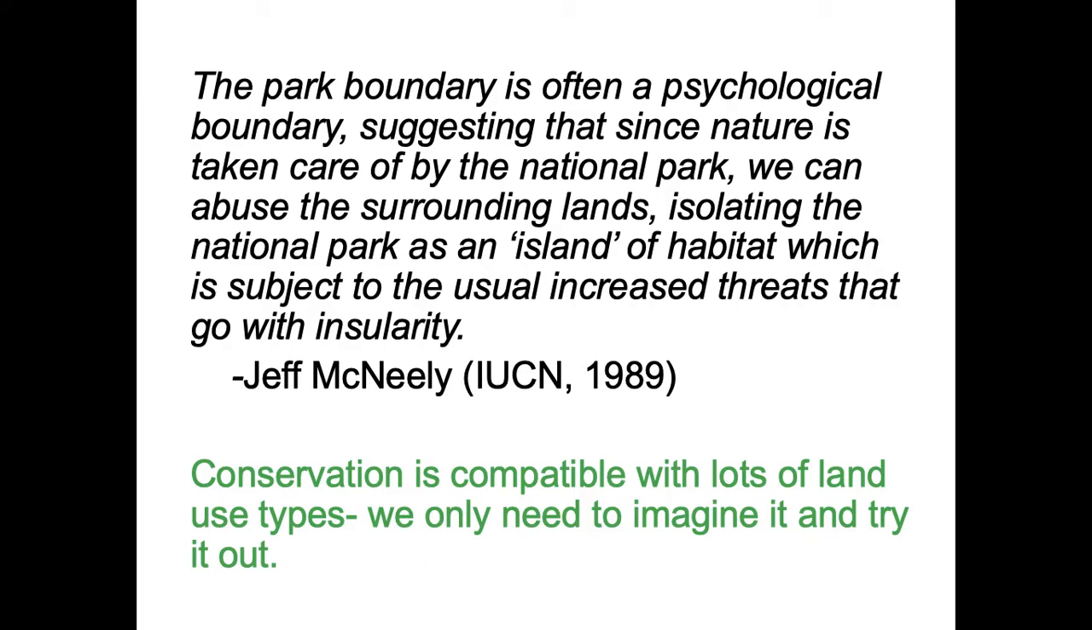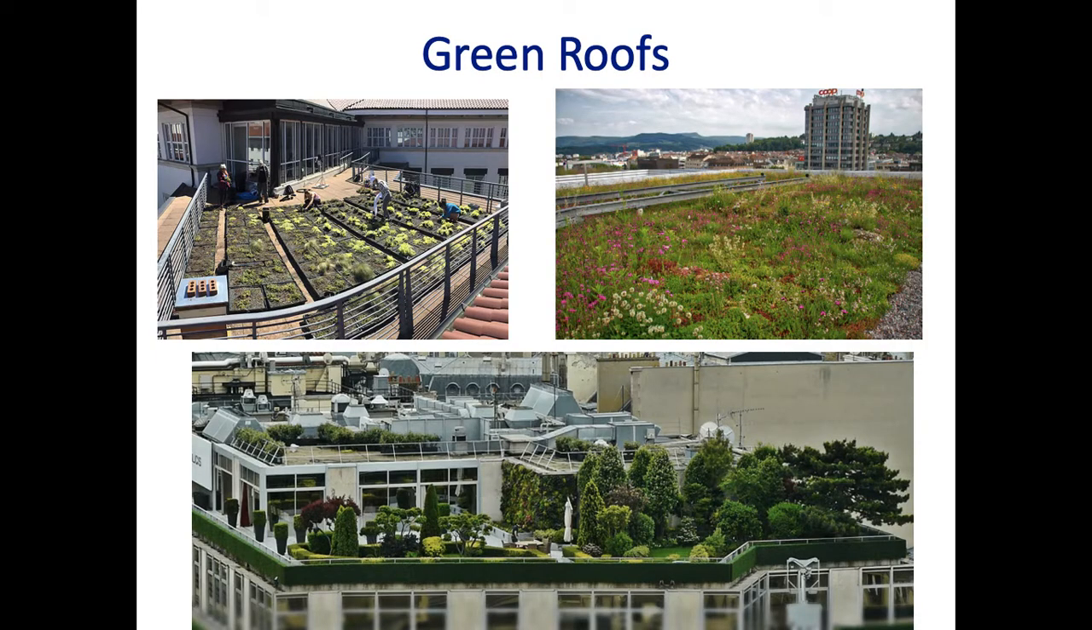And conservation is compatible with lots of land use types. We only need to think about how it could work and try it out. And I'm not saying that we can maybe conserve elephants in the middle of New York City, but that doesn't mean that we couldn't conserve butterflies or frogs or something small. We can always make room for a little bit of conservation no matter what kind of land use we're talking about. And that's this idea here.